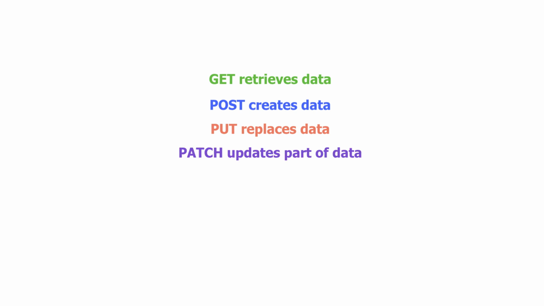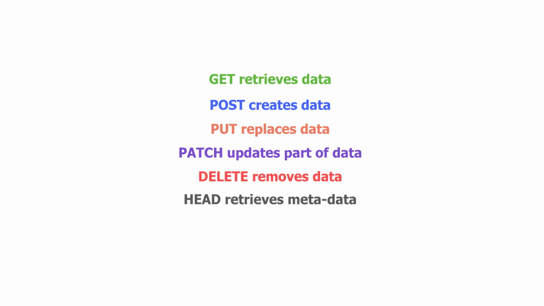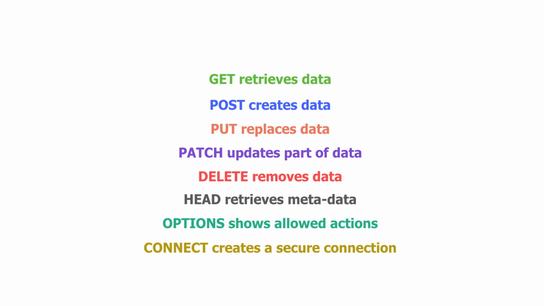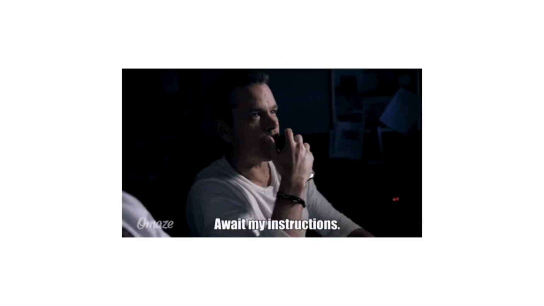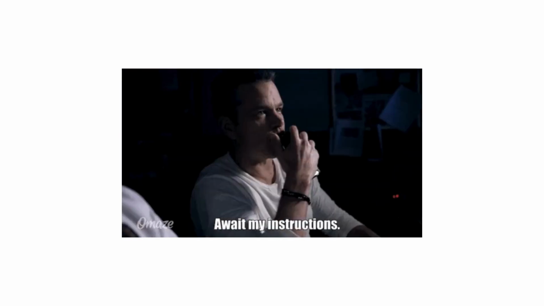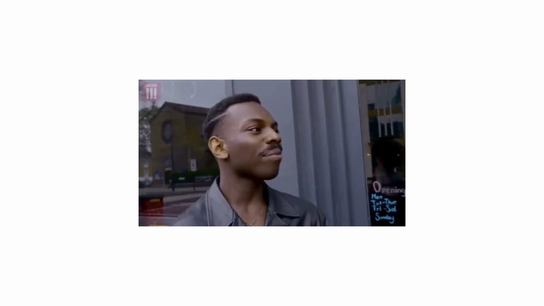So to summarize, GET retrieves data, POST creates data, PUT replaces data, PATCH updates part of data, DELETE removes data, HEAD retrieves metadata, OPTIONS shows allowed actions, and CONNECT creates a secure connection. Every time you scroll, post, edit, or delete something in an app, you're using these methods. You're not just clicking, you're sending instructions across the internet. And now you understand exactly what those instructions mean.